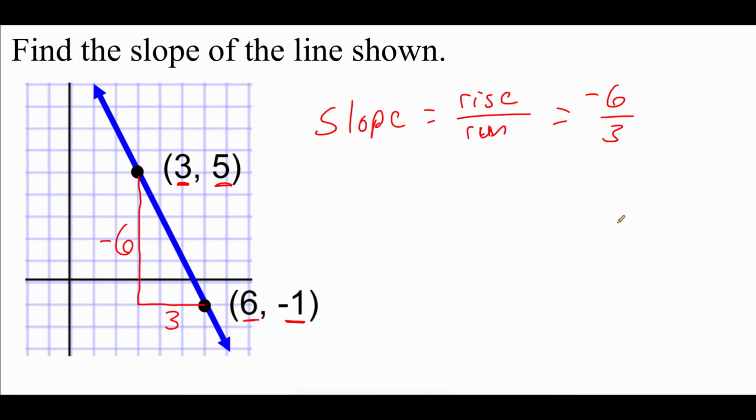Now, one thing I didn't mention before is when we're dealing with slope, we always want to reduce down our fractions as much as possible. So we've got -6 over 3, and remember that fraction bar means we're dividing. So taking -6 and dividing it by 3, this line would have a slope of -2.